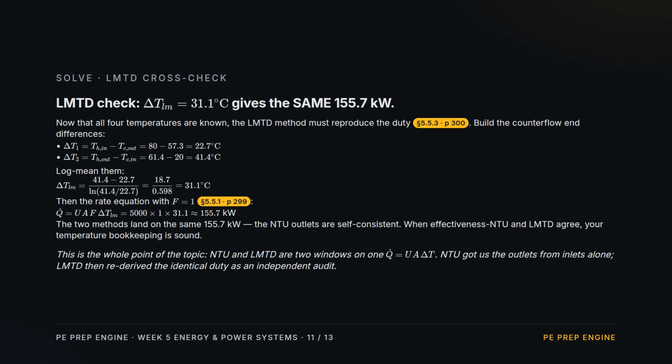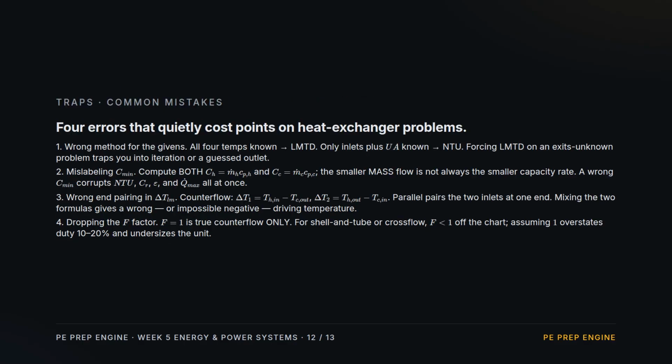That's the whole point. NTU and LMTD are two windows on Q equals UA delta T. NTU got the outlets from inlets alone. LMTD re-derived the identical duty as an independent audit. 4 traps. 1. Wrong method for the givens. All 4 temps means LMTD. Only inlets plus UA means NTU. Force the wrong one and you're stuck iterating.